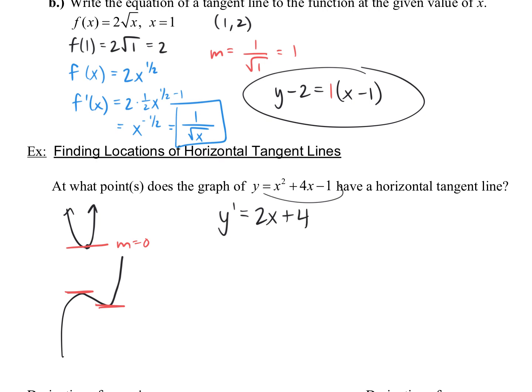I want this to have a slope of 0. So am I going to plug 0 in for x, or am I going to set this equal to 0? Set this equal to 0, and then solve this equation. So we should get x equals -2.